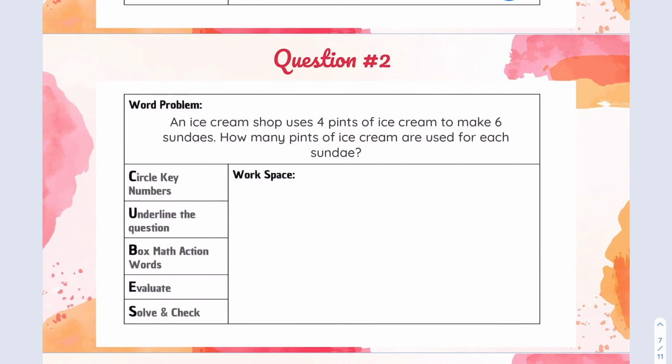So the question says, an ice cream shop uses 4 pints of ice cream to make 6 sundaes. How many pints of ice cream are used for each sundae? So let me erase that. I'm sorry. We're going to use the cubes method, remember? C is to circle key numbers. So the ice cream shop uses 4 pints of ice cream. And it's used to make 6 sundaes. Okay, so our question is, how many pints of ice cream are used for each sundae?